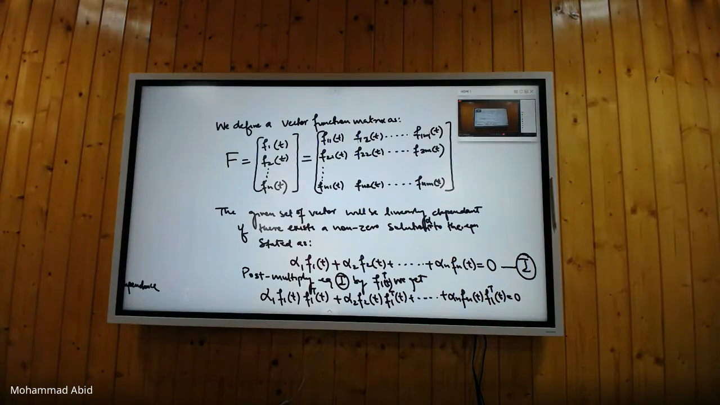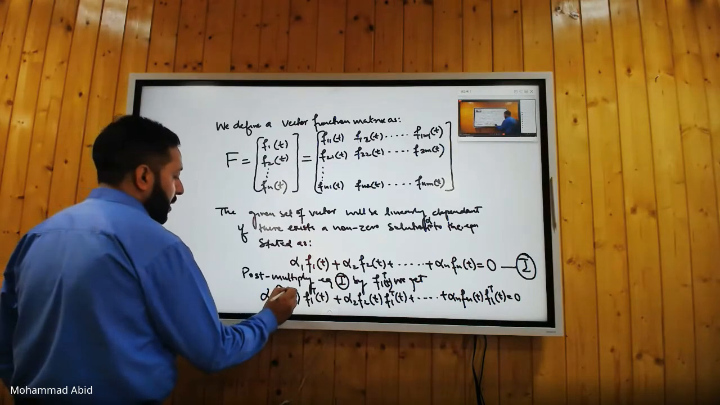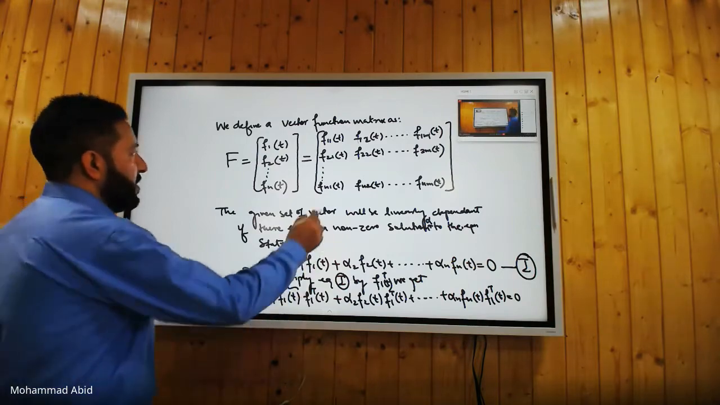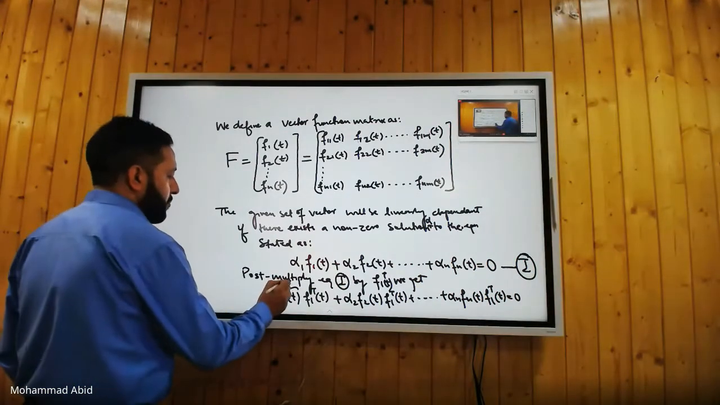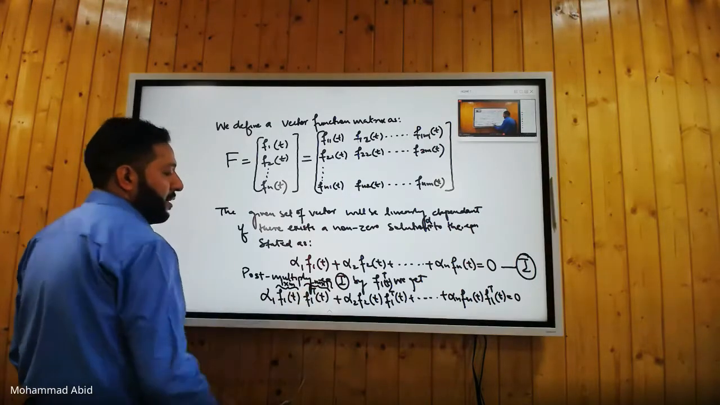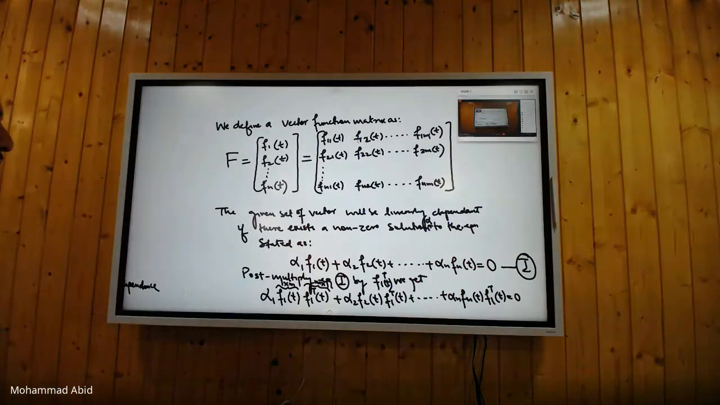Is that okay? What is the size of F1? It is 1 cross M. And what is the size of F1 transpose(t)? M cross 1. So this is a scalar actually, isn't it? The product will come out to be 1 cross 1. So this is a scalar, 0 here.